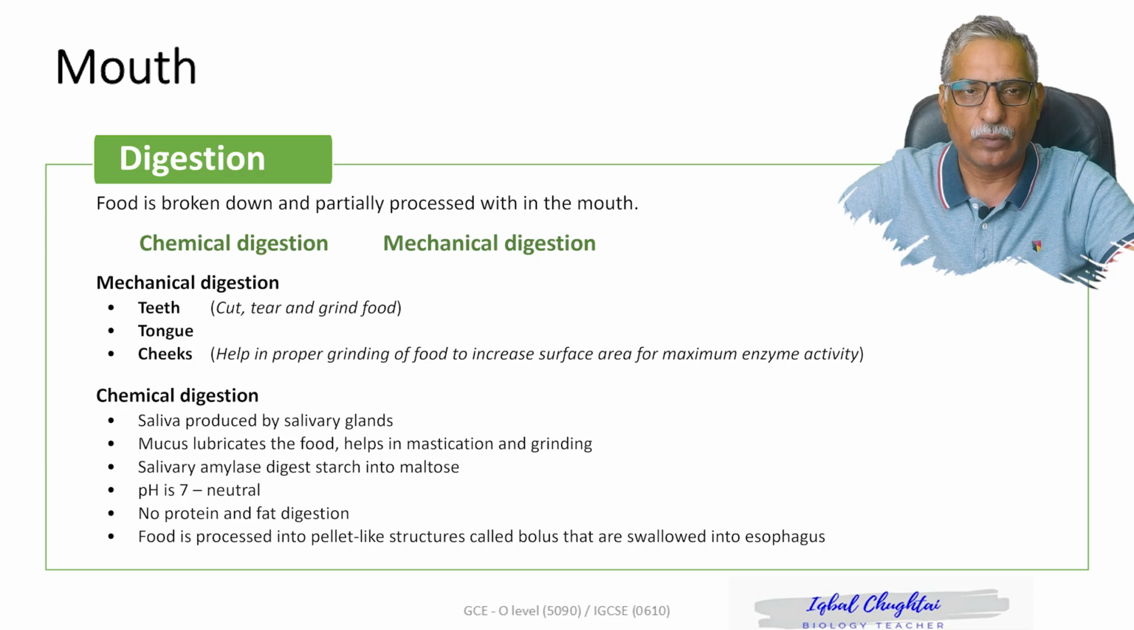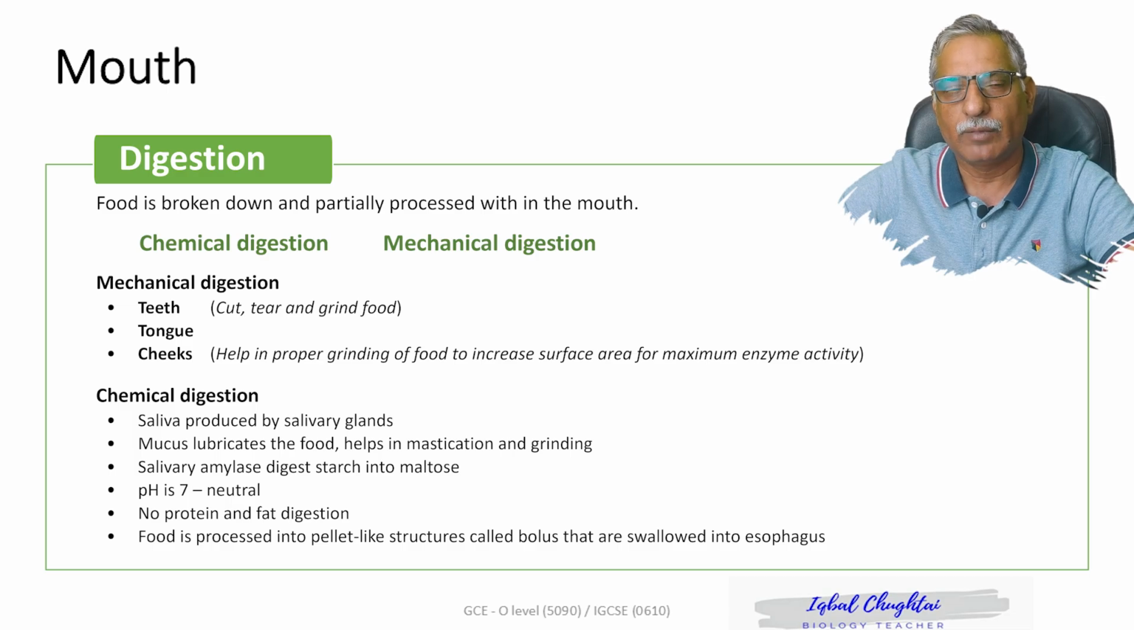Chemical digestion involves saliva. Saliva is a liquid produced by the salivary glands in the mouth, and it contains mucus that liquefies the food. This saliva also contains an enzyme known as salivary amylase. Salivary amylase digests starch present in the food into simple sugars, also known as maltose.